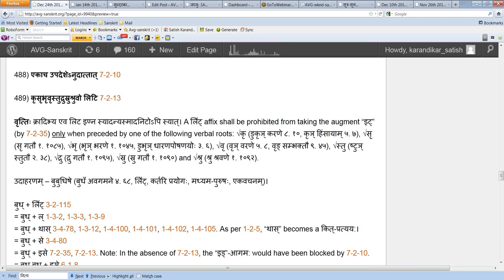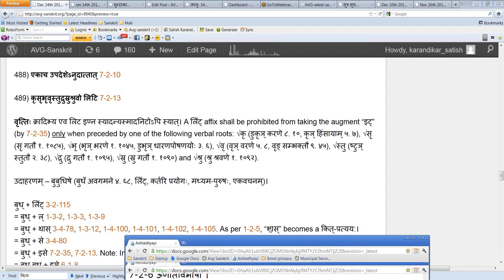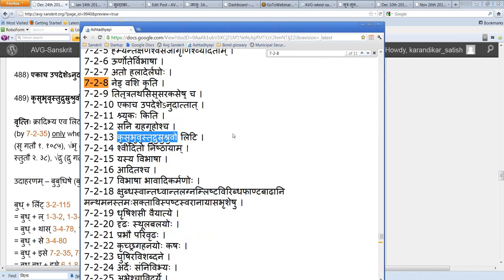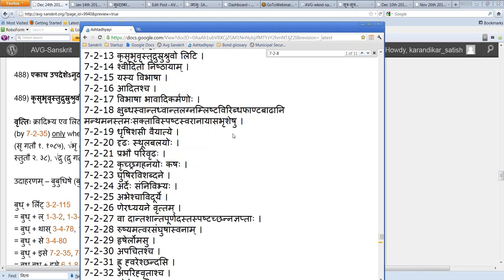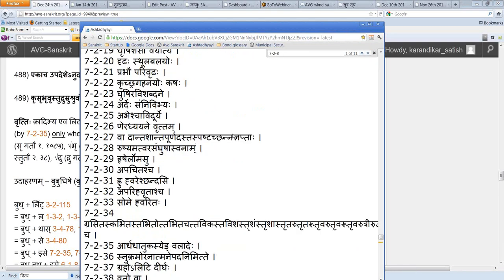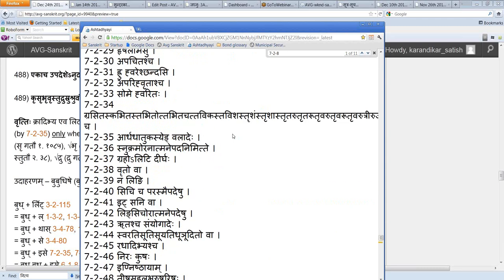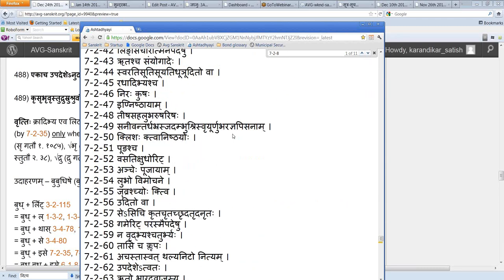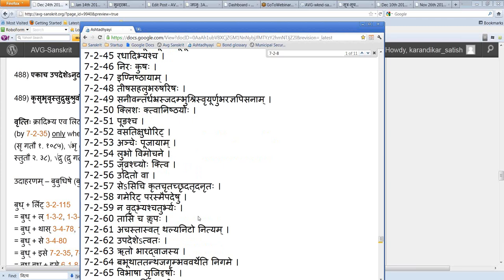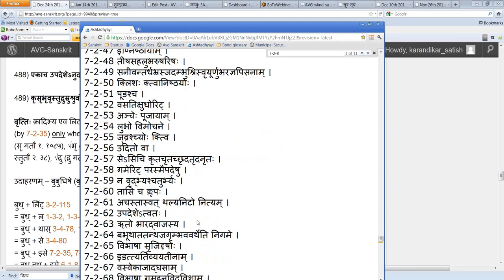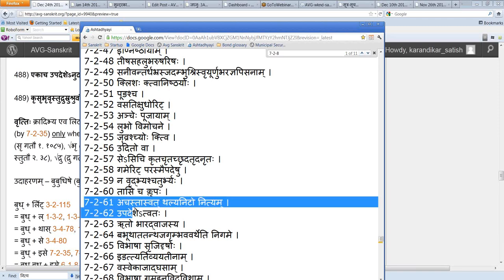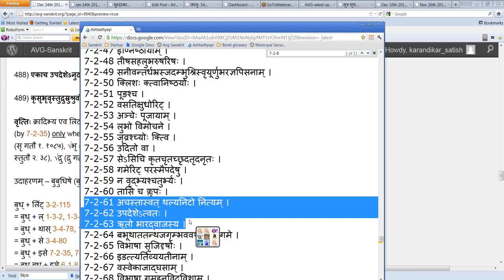Now, before we leave this section, I want to mention one thing which we're not going to be taking in this class: there are some special rules which are going to be coming, which we are not going to take in this class. These talk specially about what will happen in the case of the thal pratyaya. The thal pratyaya is the madhyama purusha ekavachanam, because the thal comes in as adesha, or sip, and there are these rules 7.2.61, 62, 63, which we will not do in the class.